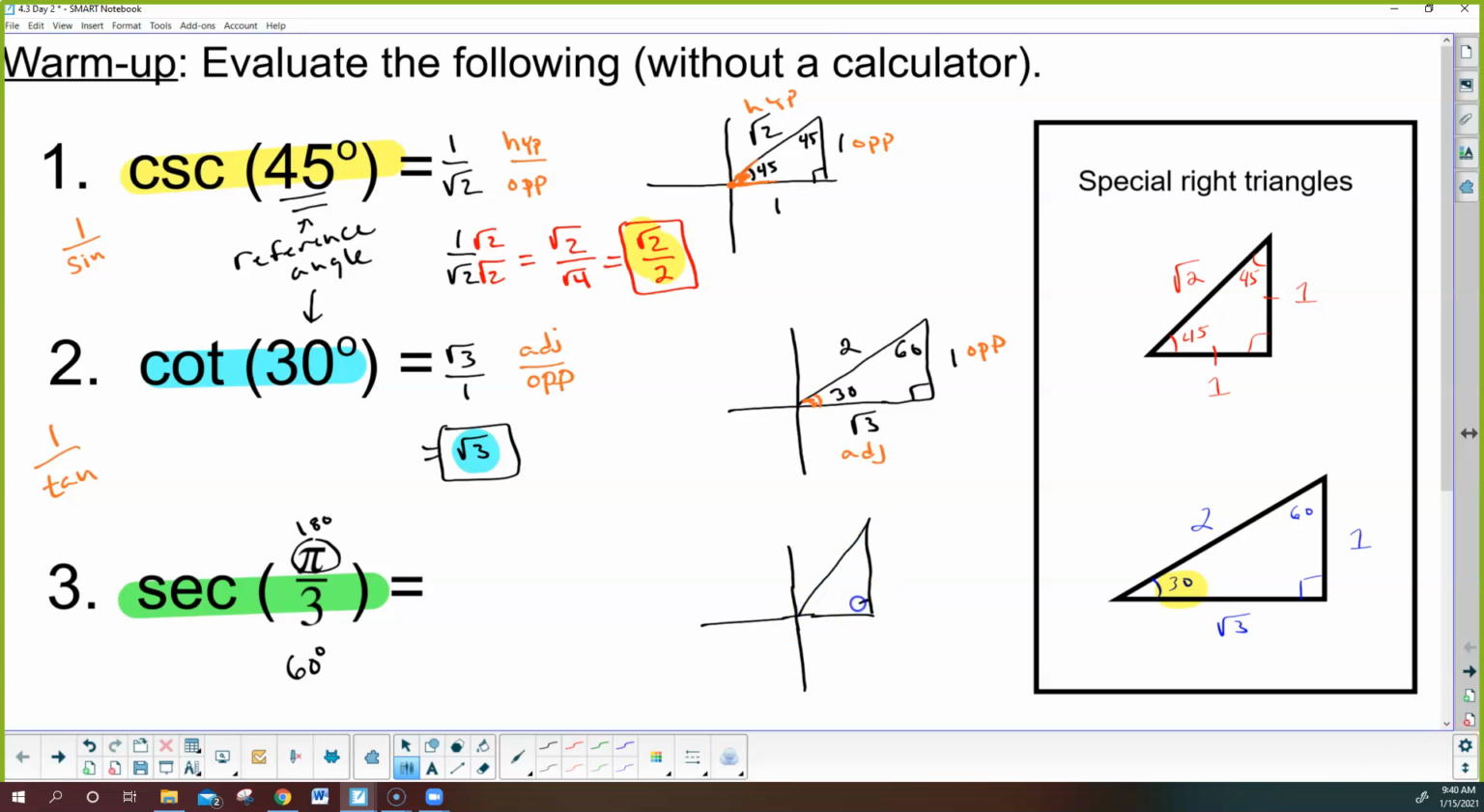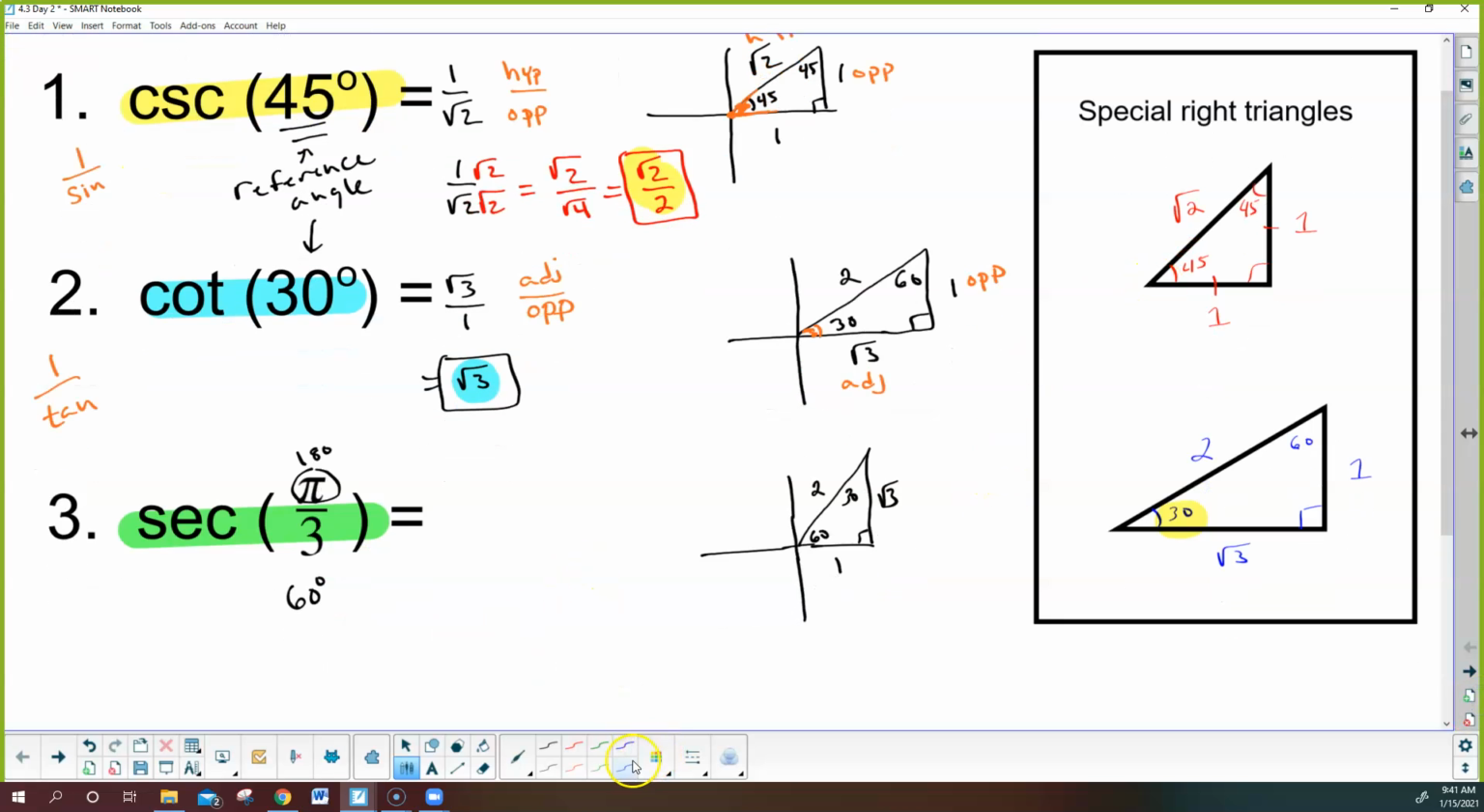So it might look closer to this. Here's 60, 30. Now notice it's still 1, 2, square root 3. Across from the 30 is 1, across from the 90 is 2, and always across from the 60 is square root 3. And then I want to think about secant. Well, secant is the reciprocal of cosine. So if cosine is the CA in SOHCAHTOA, that was adjacent over hypotenuse. So if I flip that upside down, hypotenuse over adjacent, then I just have to identify, here's my adjacent, here's my hypotenuse.